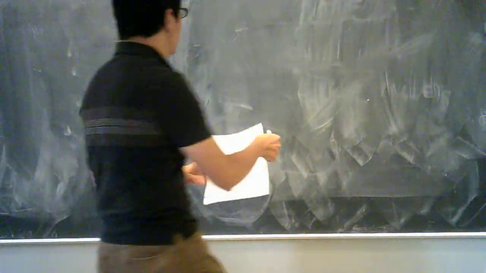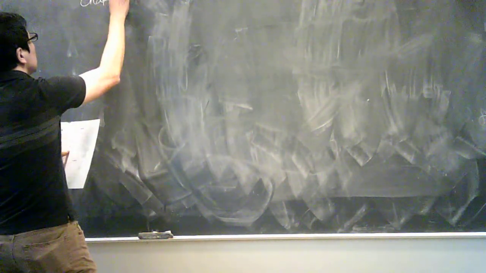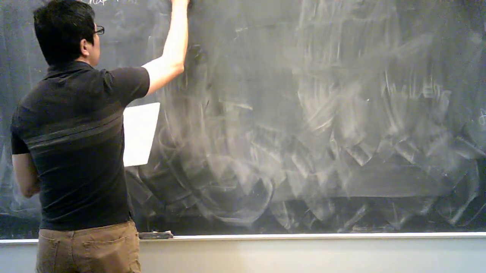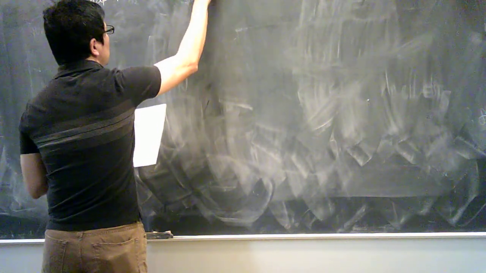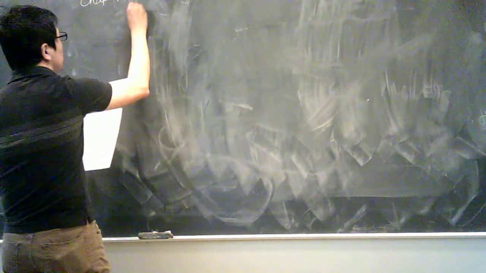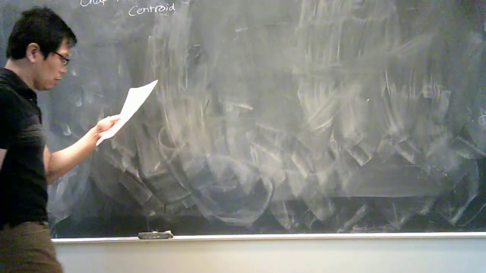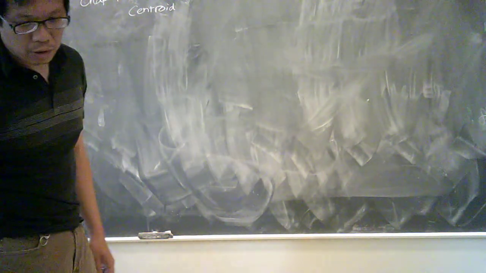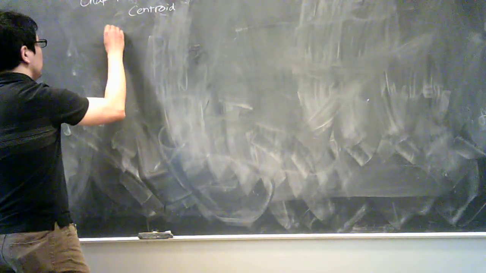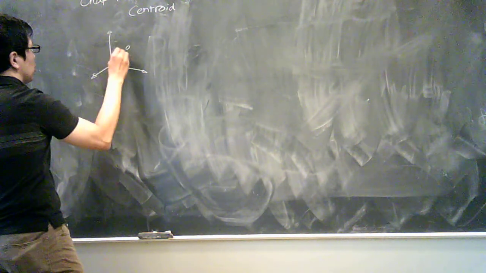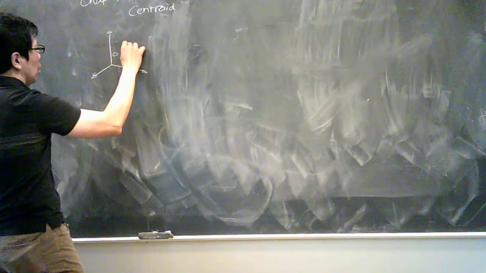Today we're still working on center of gravity, or centroid. Last time we were talking about what happens if we have multiple objects in a three-dimensional space, and we treat everything as a dot.